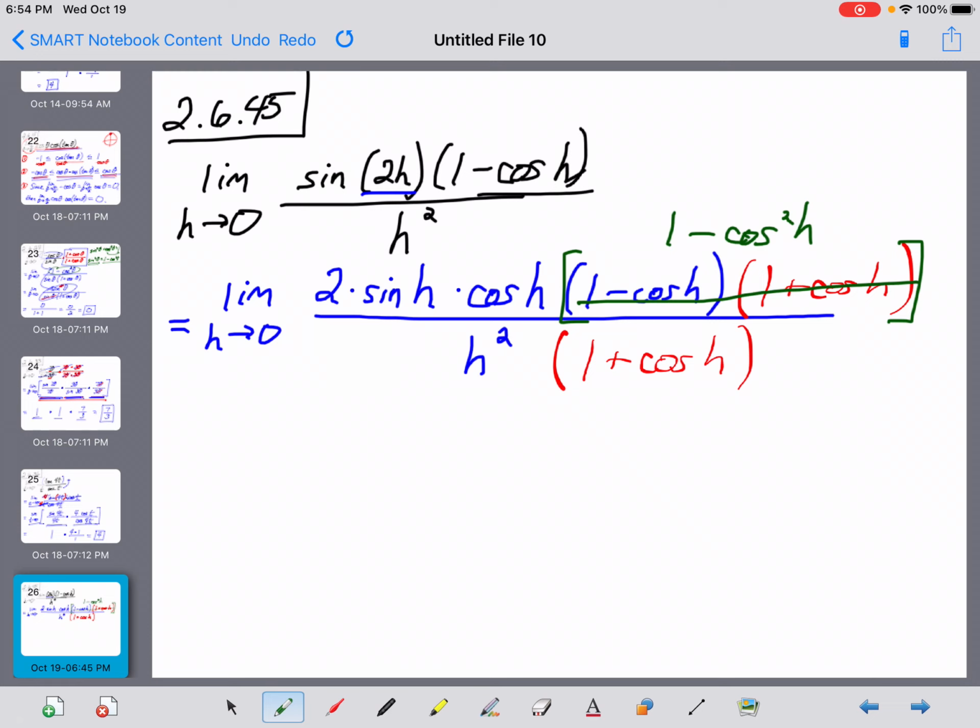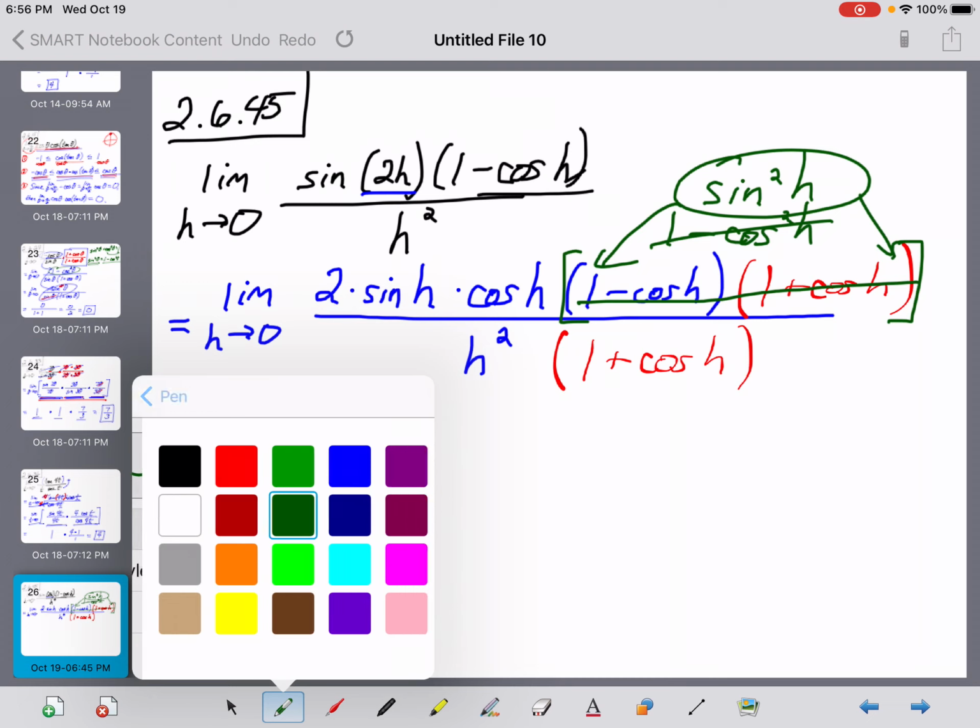I'm hoping you remember from your trigonometric identities, 1 minus cosine squared of an angle is just sine squared of that same angle. So everything that was in these brackets in the numerator now simplifies to just plain old sine squared of h. So what good does that do us?